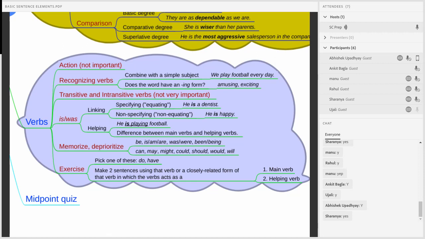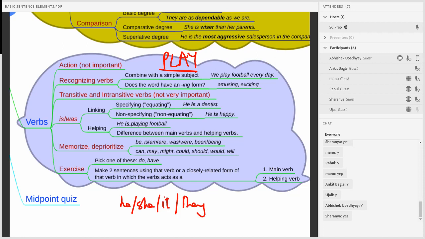You recognize whether a word is capable of acting as a verb by combining it with a simple subject. Let me give you an example. If I give you the word play, and you want to check whether the word play is capable of acting as a verb, you combine it with a simple subject. If you wanted, you could combine it with any subject you want. But just to keep things simple, we'll combine it with a simple subject. Examples of simple subjects: he, she, it, they. These are simple subjects. They are all we need. We don't need anything else.